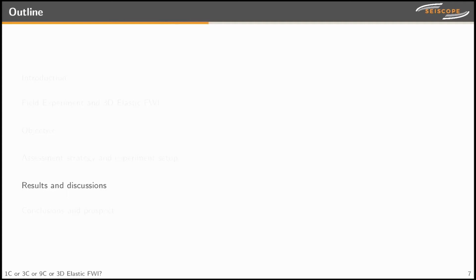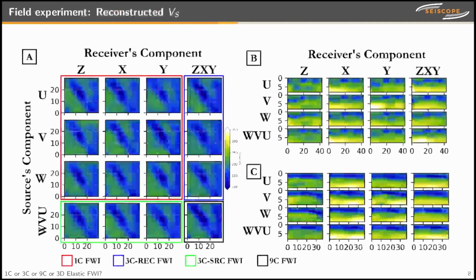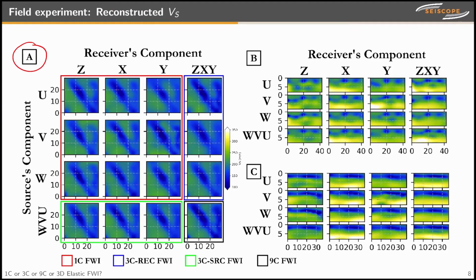Now we can start to discuss the results. You can see here the model reconstructed using all of those 16 FWIs. There are 3 different sections here. Figure A, the first section, is the horizontal section at 1.5 meters depth.